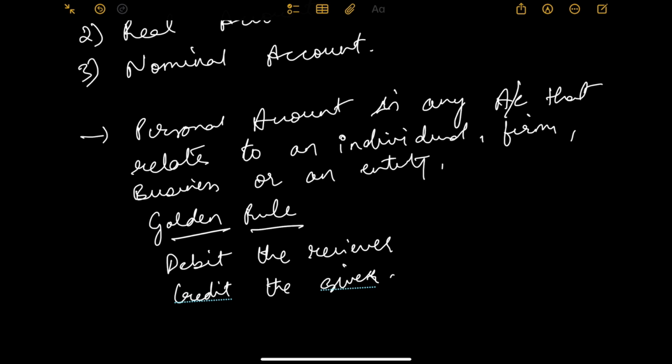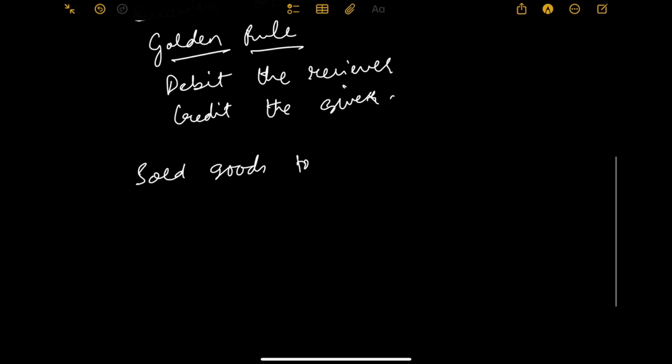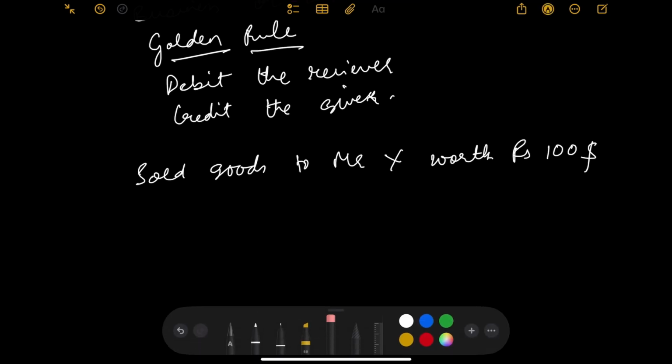Okay, let's take an example. Suppose I am a businessman and I sold goods to Mr. X worth rupees $100. Okay, let's say this is a credit sale. This is not on cash basis.